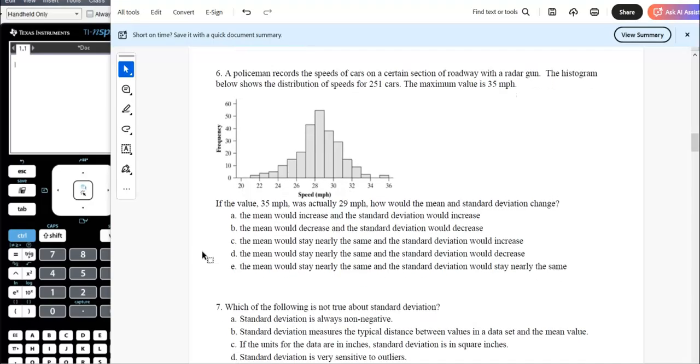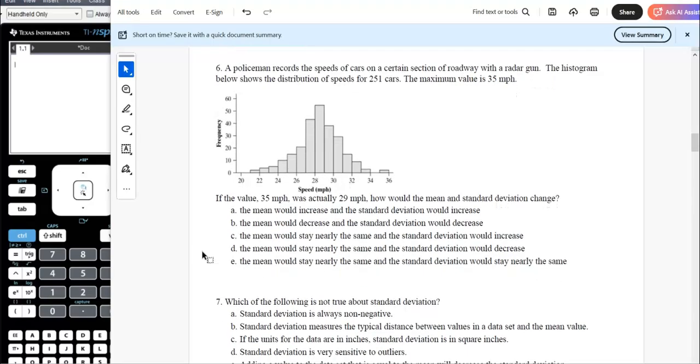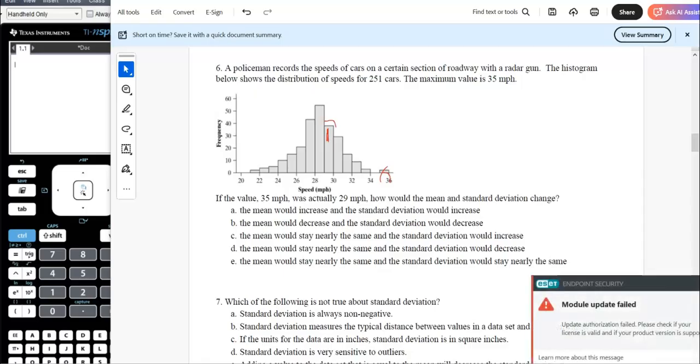A policeman records the speed of cars on a certain section of roadway with a radar gun. The histogram below shows the distributed speeds for the 251 cars. The max value is 35 miles per hour. Okay, that makes sense. If the value 35 miles per hour was actually 29, how would the mean and standard deviation change? So I guess they're saying take this away and make it 29, which I think would go right here. That would go 1 higher, whatever it was. Not quite that high, but that idea.